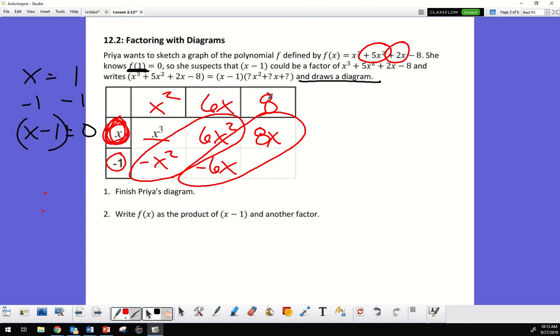Okay. And so we work our way down. So 8 times negative 1? Negative 8. That's super easy? Okay. All right, let's take a look at what we got here then. So now what are my factors going to be? X minus 1. Very good. X minus 1, x squared plus 6x plus 8.